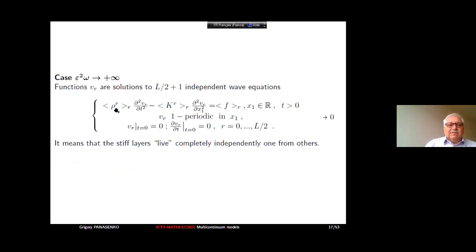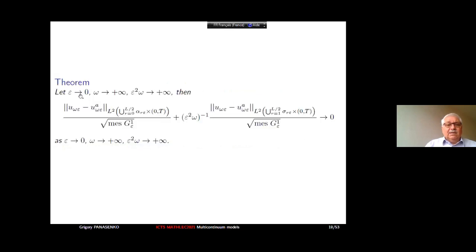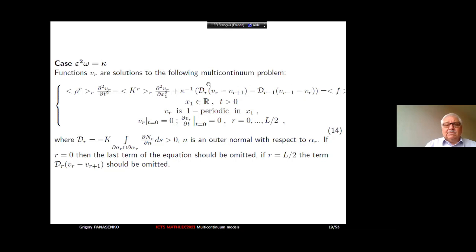are the solutions of either independent, completely independent one-dimensional wave equations. So we have as many wave equations as how many stiff layers we have. It is in this case, or these equations start to be weakly coupled by these terms with the coefficients dr, which are defined with the help of this cake type function Nr.